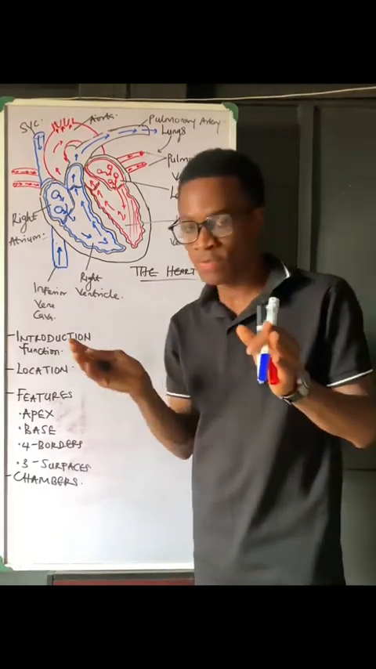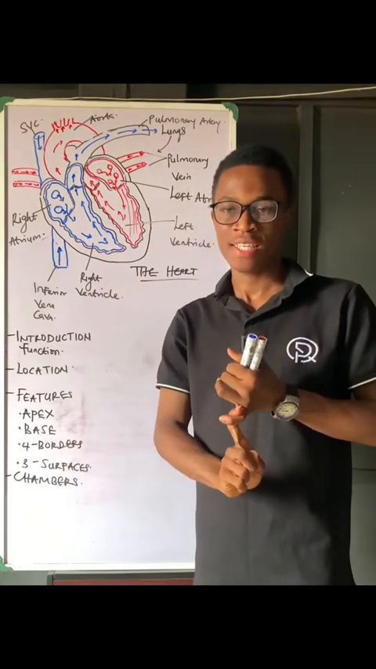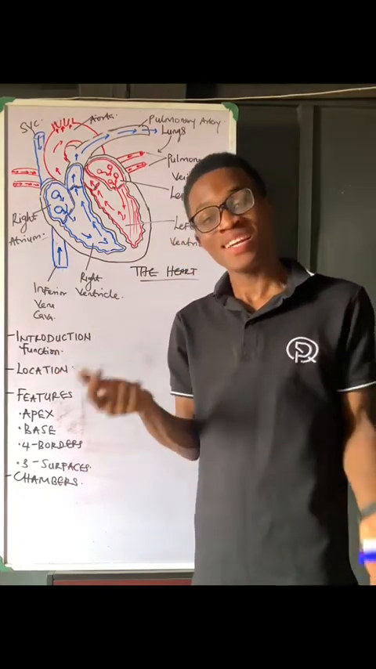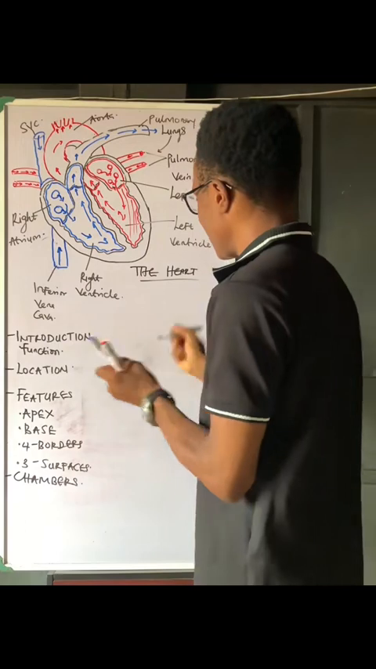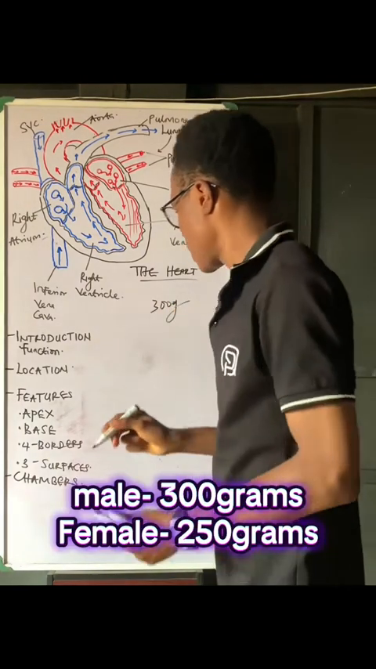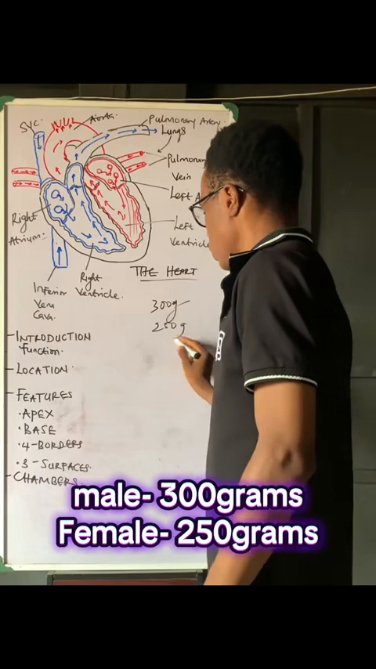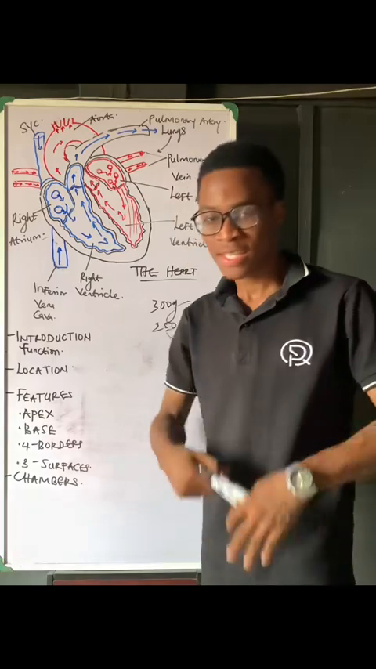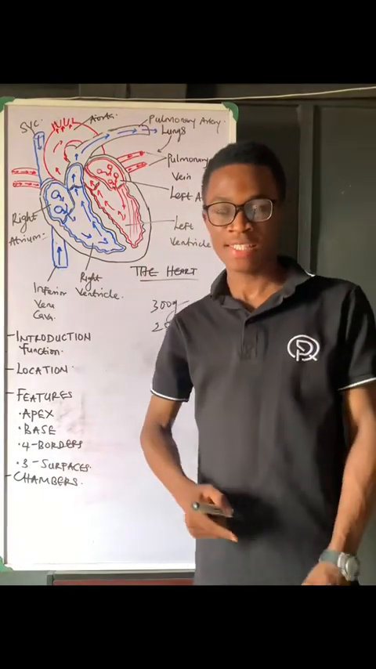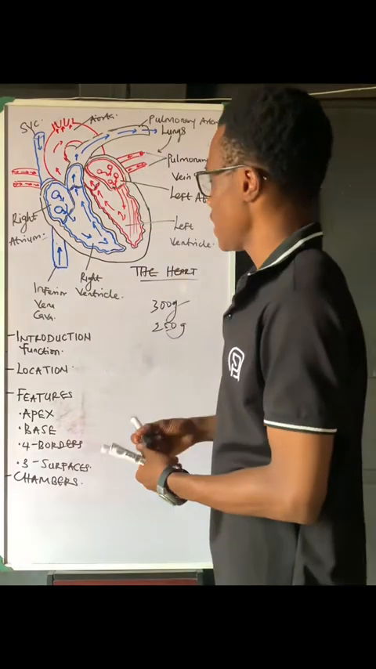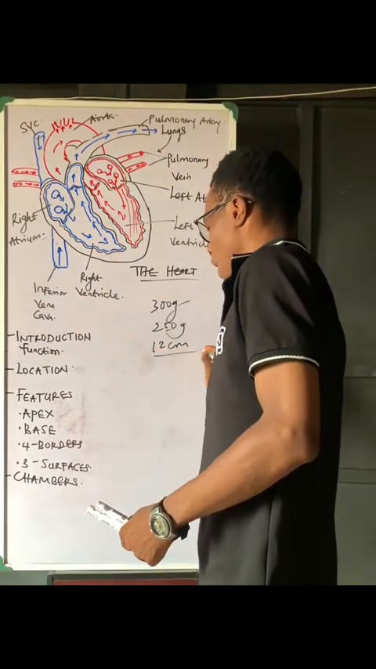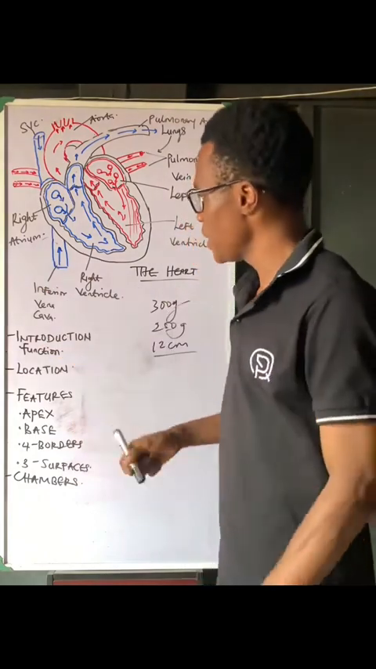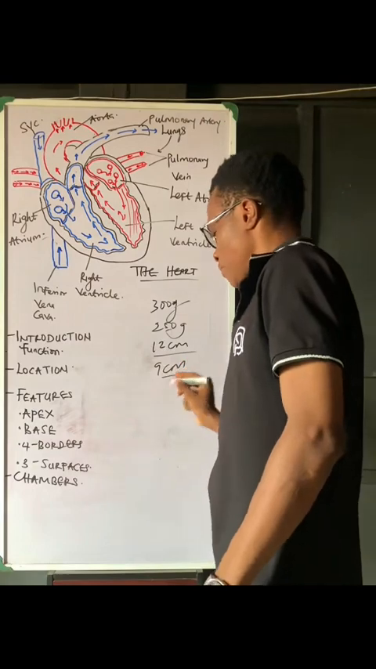Then we can talk about the features. The heart has many features. We can talk about the weight of the heart, in which the heart is heavier in male compared to female. The heart in male can weigh as big as 300 grams. Then in female, it can weigh as big as 250 grams. It varies. Then we can talk about the length of the heart. The heart in length can be something like 12 centimeters. The width can be something like 9 centimeters.